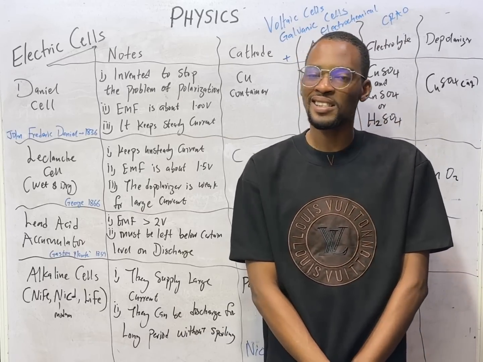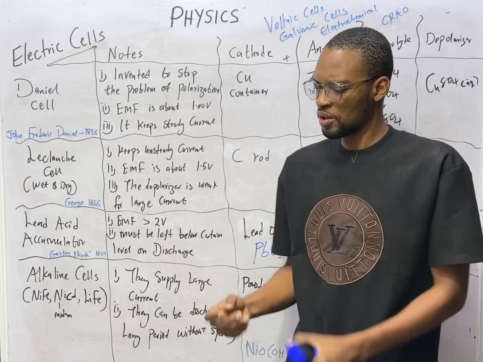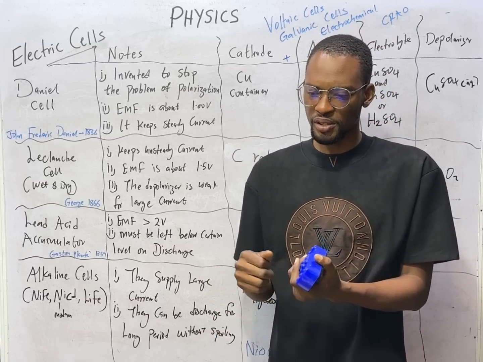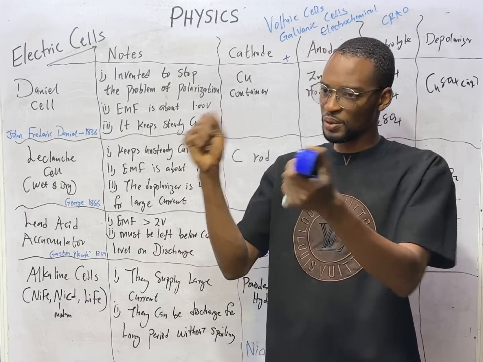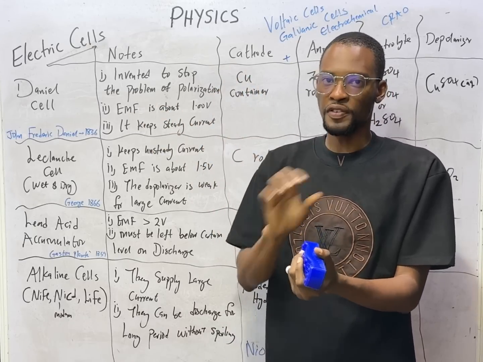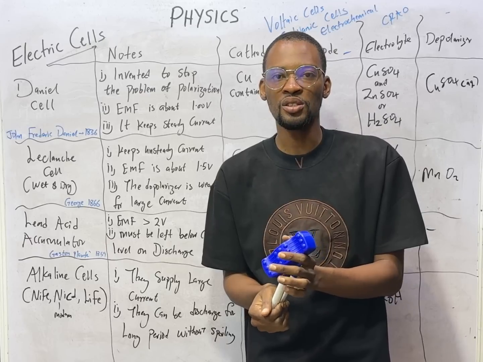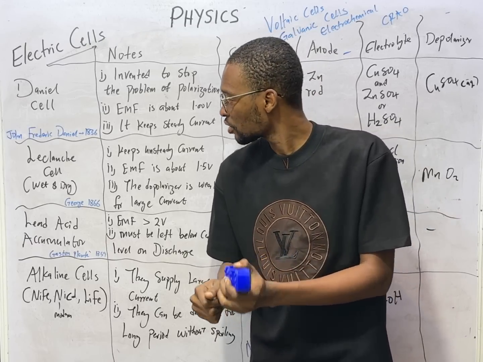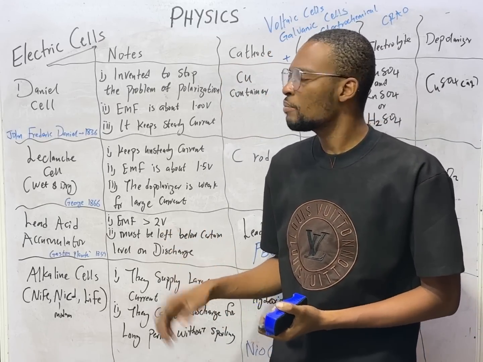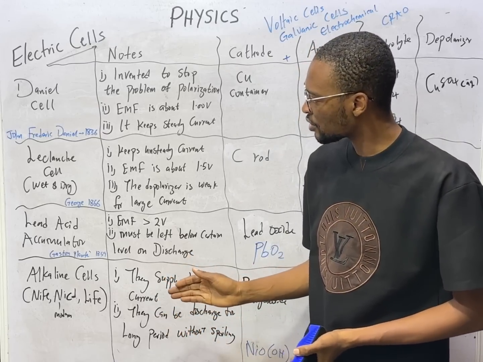When you hear Daniel cell or Leclanché cell, the things that should come to your mind first are your wall clock batteries, remote batteries, big touch batteries, all those batteries you hold, you press, you even break them, and you see black stuff inside. They are not rechargeable. Ladies and gentlemen, for the Daniel cell, the EMF produced is about 1.00 volts.